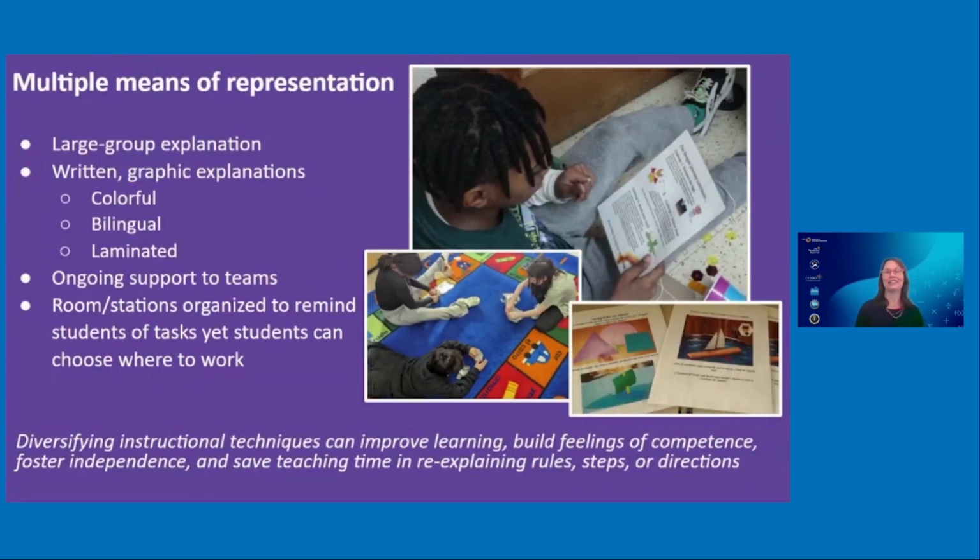Moving into that second column of UDL, that purple column with multiple means of representation, we wanted to have multiple ways to explain the situation to our students. So we started with a large group explanation, talking about the challenges, the token system, and the goals for the day, and then we complemented that with some written graphic explanations with the same information.